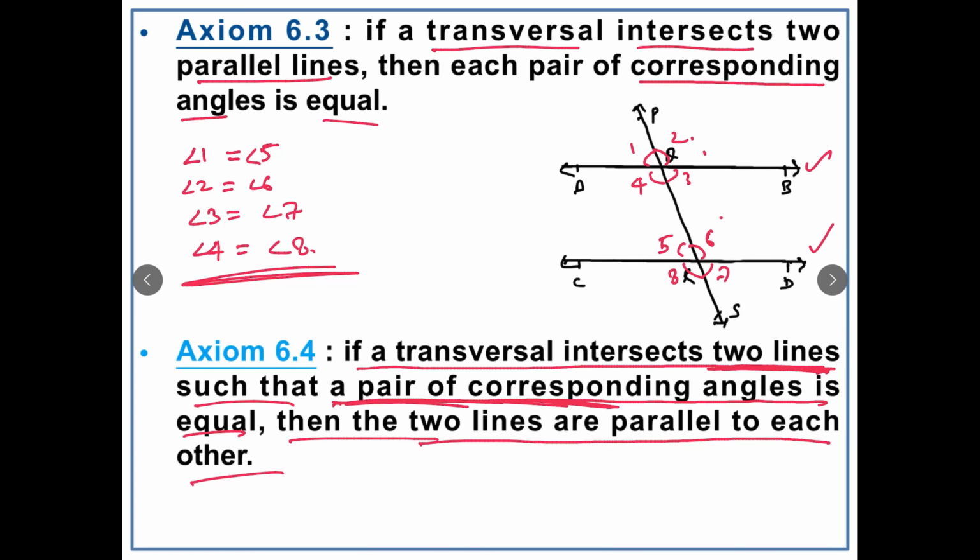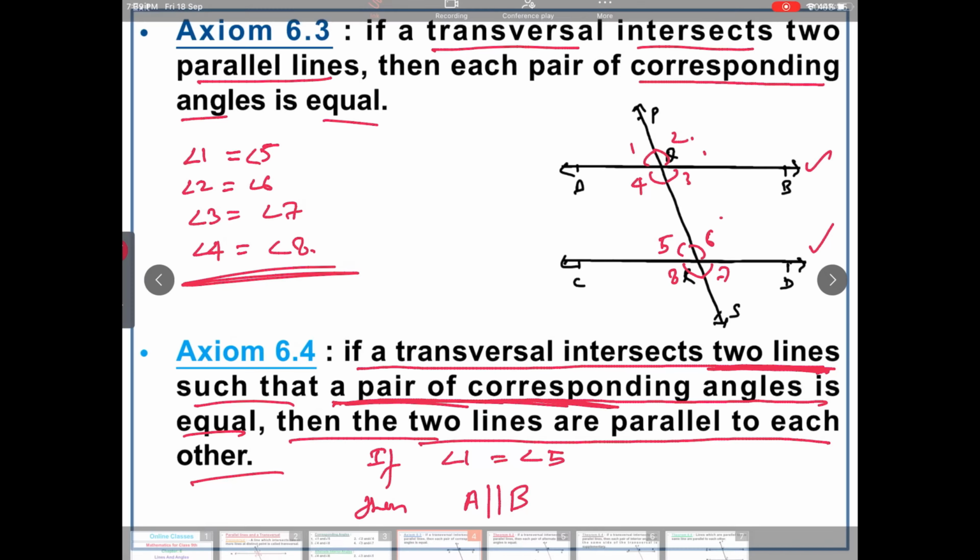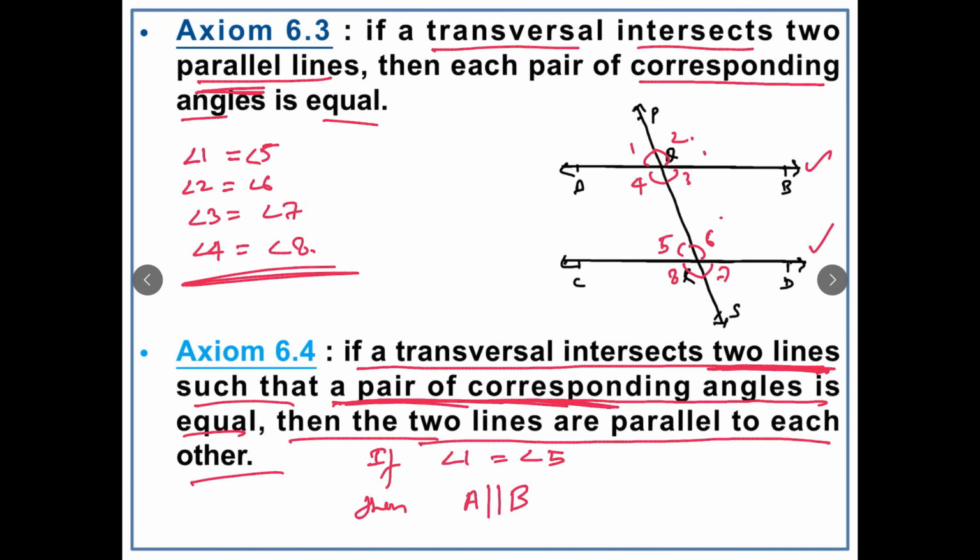That's what this axiom says. Even if one pair of corresponding angles is equal, let's say angle 1 is equal to angle 5, then line A will be parallel to line B. So 6.3 says if lines are parallel, which is given, then corresponding angles will be equal, while 6.4 says if corresponding angles are equal, then lines have to be parallel.